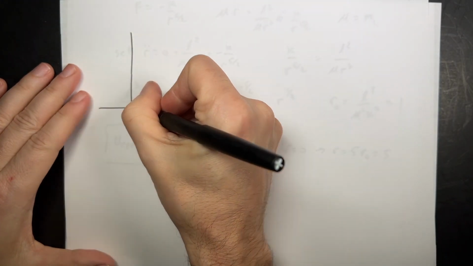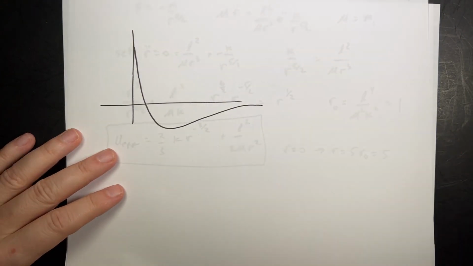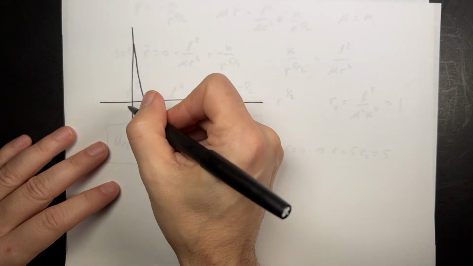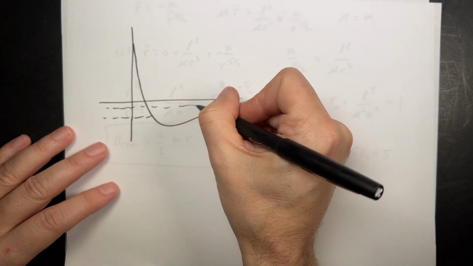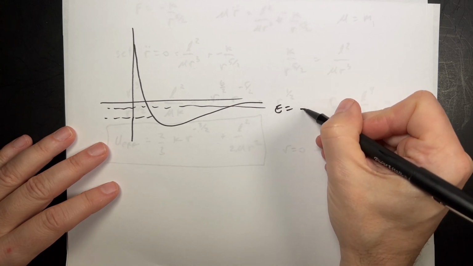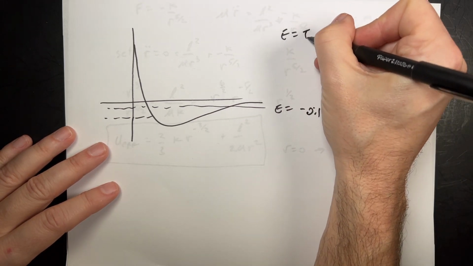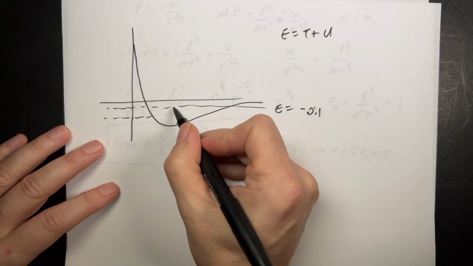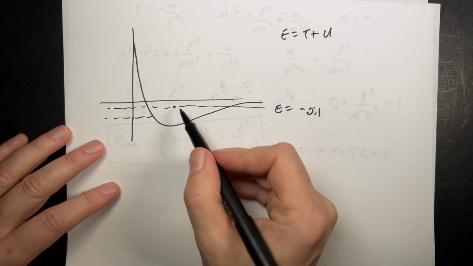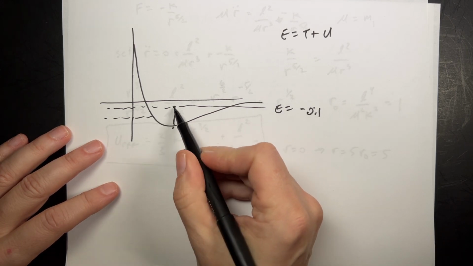So it looks basically like this, something like that. And I'm down here. Let's see, put it up here. Here's negative 0.1. E equals negative 0.1. So the total energy is kinetic plus potential. Now, that means at any point right here, that's the total energy. That part is the kinetic energy, and that's the potential energy. And they have to add up to this.